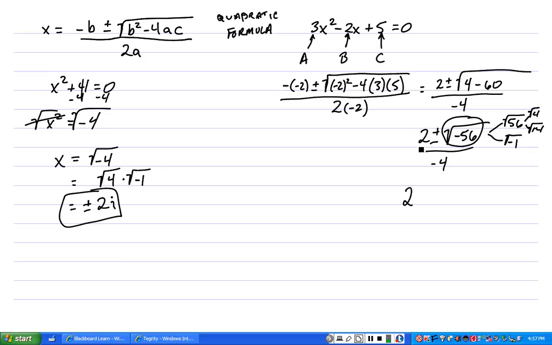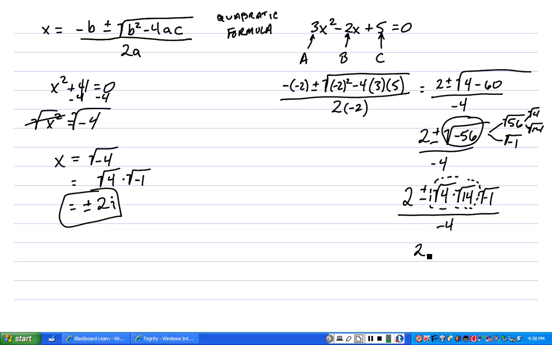So we have our 2 plus or minus square root of 4 times square root of 14 times square root of a negative 1, right? Because we said our negative 56 is like saying a 56 times a negative 1. Again, we say 56 is 4 times 14, and this is all over a negative 4.